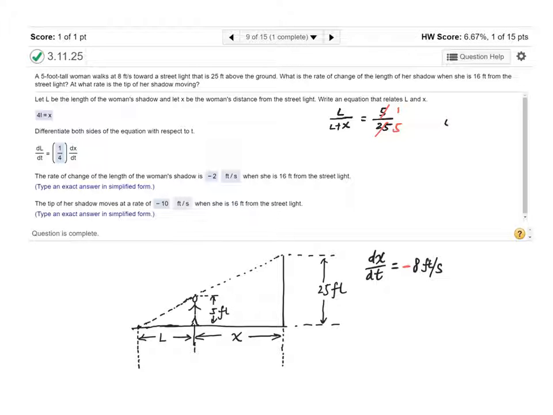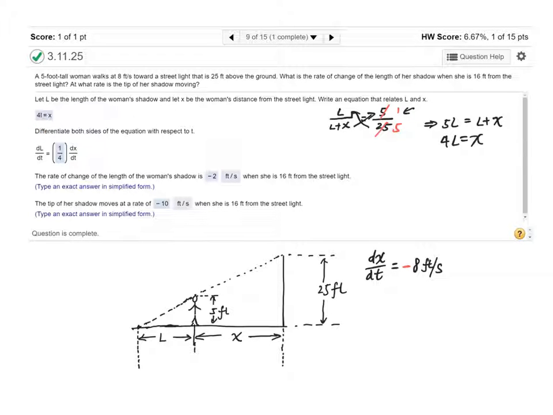Which means 5L is equal to 5 times L plus X. There should be no 5 right here. I need to erase that. I was trying to cross multiply. So therefore this is L plus X, because this becomes 1 now after cancelling the 5. So therefore 4L equals X. That's why I write 4L equals X right here.